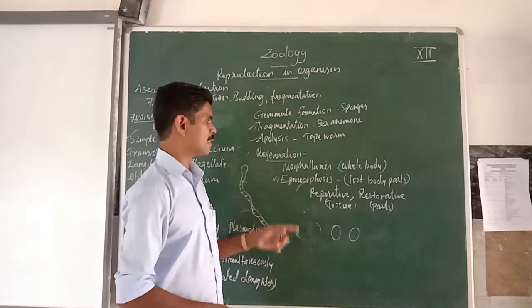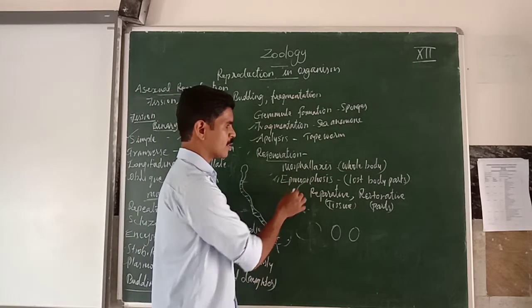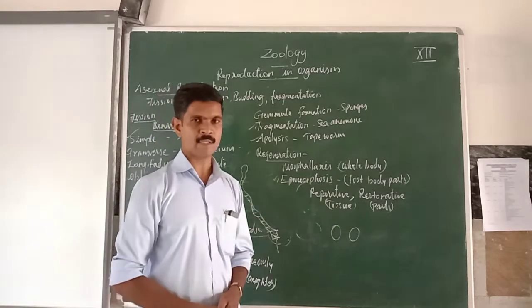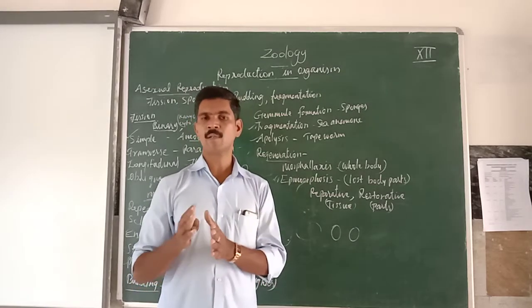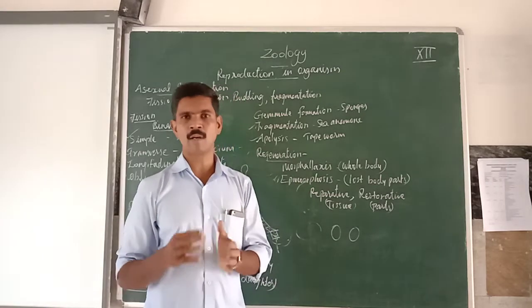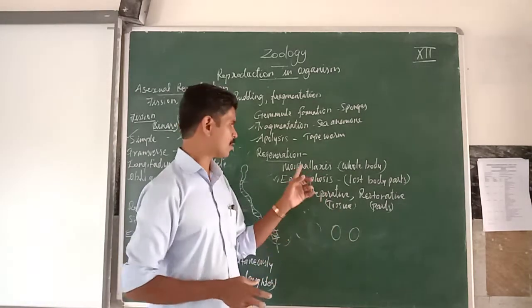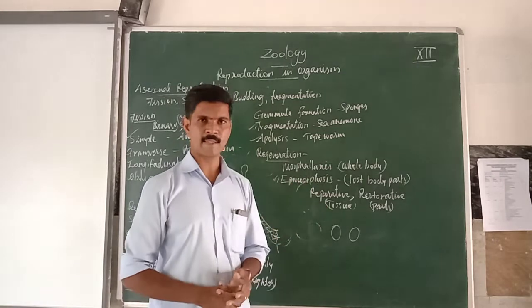Then regeneration is classified into two important main categories. One is morphallaxis and the second is called epimorphosis. Here morphallaxis means that if a particular body organ is lost or disappears, the whole body is developed. This is called morphallaxis. And the second one is epimorphosis.